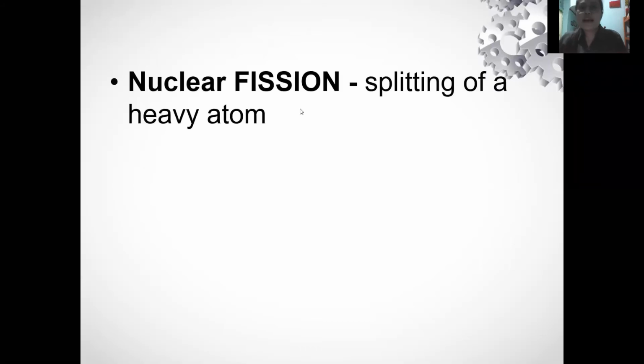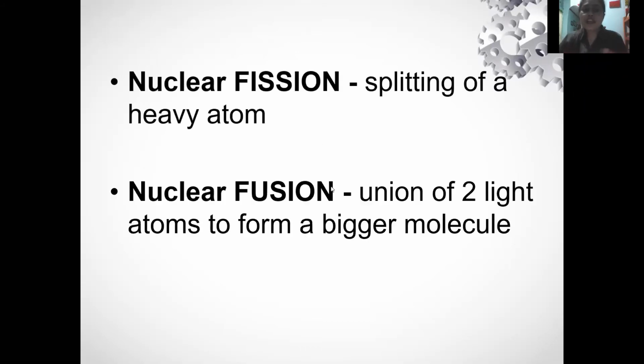Meron tayong dalawang klase ng nuclear change. We have nuclear fission and nuclear fusion. So pag sinabi mong fission, separation, meaning there will be splitting of a heavy atom. Meron kang malaking atom and then nag-undergo siya ng nuclear change, nag-split yon, nag-split ang malaki mong atom and then nag-form ka ngayon ng bagong atom. We call it nuclear fission.